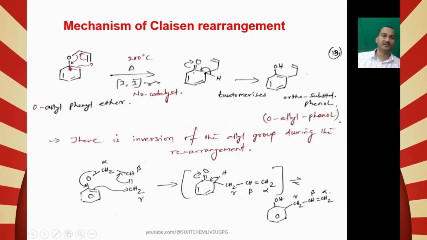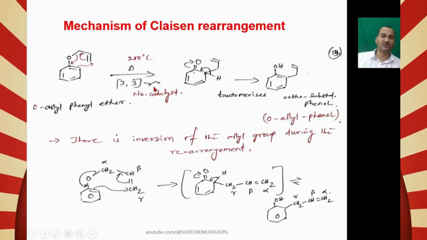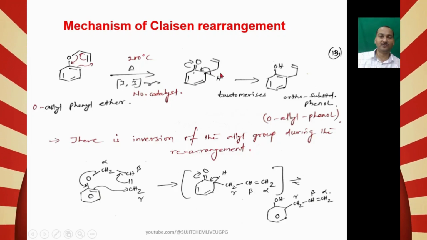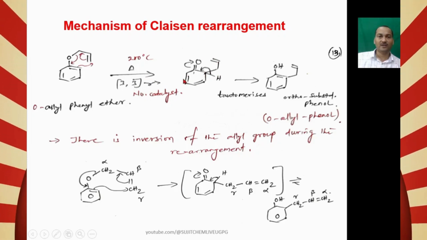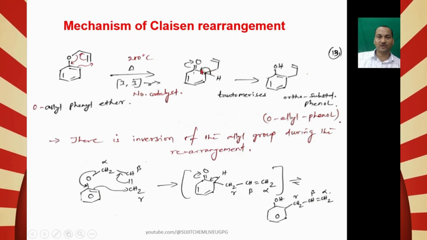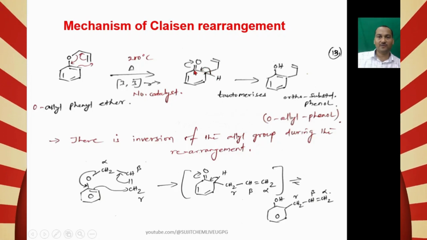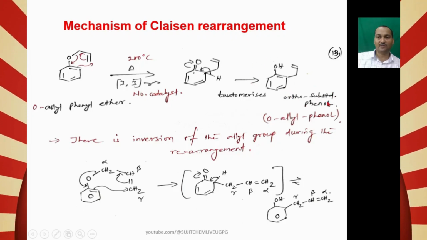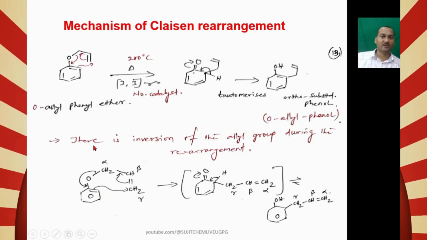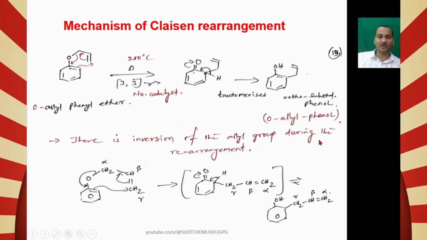Here this is the compound. Here it can undergo 3,3 sigmatropic rearrangement. So you can have this structure. Loss of this proton again will revive the aromaticity. So you can have ortho substituted phenol. There is inversion of the allyl group during the rearrangement.